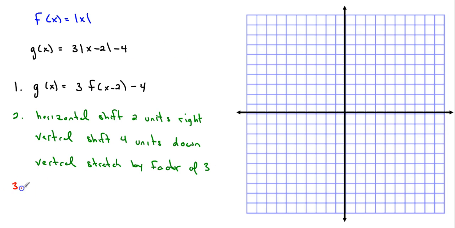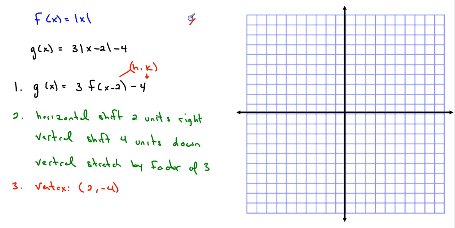What is my vertex? What is the vertex here? My vertex is 2, negative 4. This is my h. This is my k. So the vertical stretch does not affect the vertex. All right, last but not least, let's graph this bad boy.